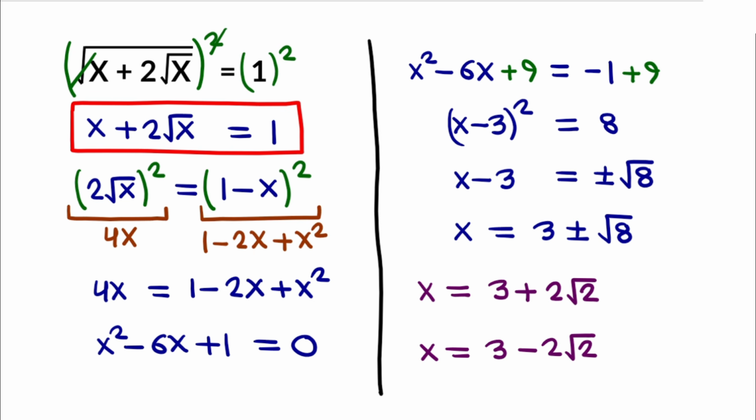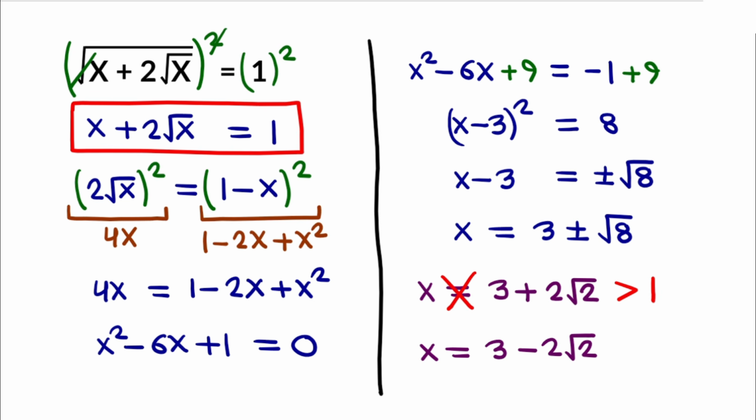Notice something important. Both x and 2 times the square root of x are non-negative. That means if x were greater than 1, the left side would automatically be greater than 1, making the equation impossible. Now, look at our first candidate. 3 plus 2 root 2 is clearly greater than 1, so it cannot satisfy the equation. We reject it as an extraneous solution.